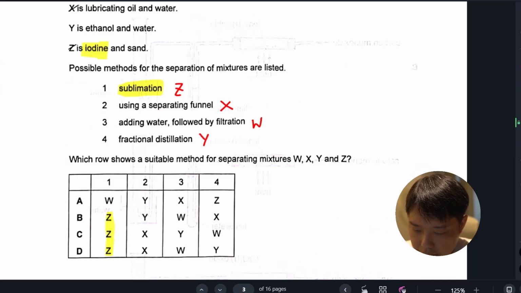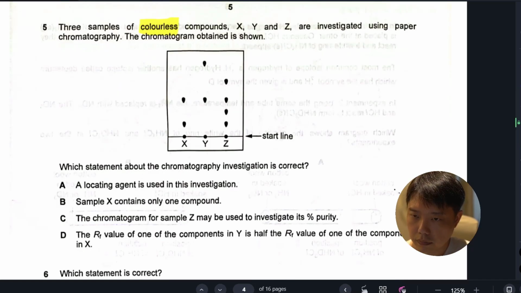Number 2, X, just these 2. 3, W is just this. So our option, we actually have no choice. It's just D. Okay, D will be our answer here. Alright guys, let's look at question 5.